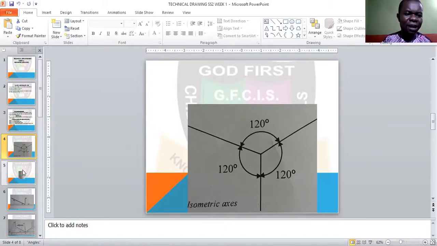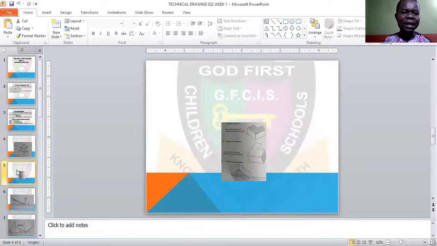We now look at an object or the positions of isometric axis. There are three main positions of isometric axis. The first one you are seeing here is called the regular isometric. This one, the object is drawn down, then from the down you take it up. From this down also, you take it up. From this place, you take it up here. This is a regular isometric.